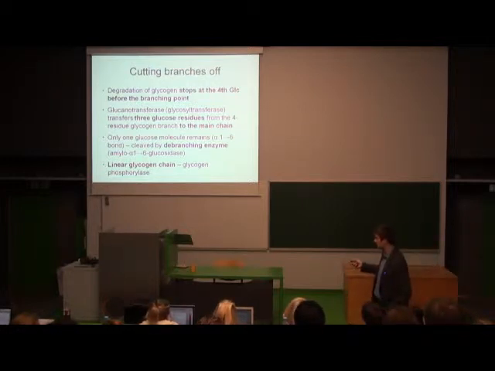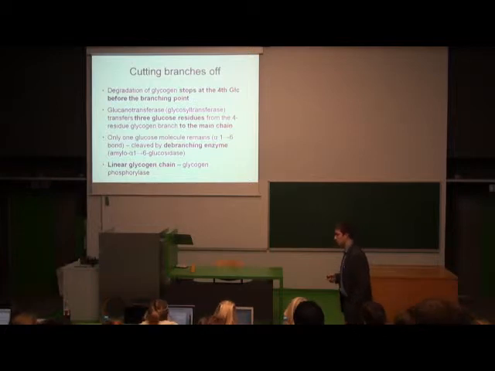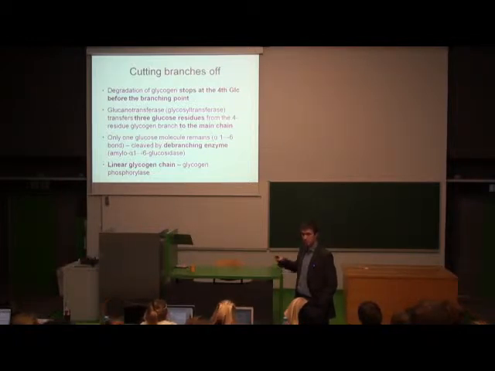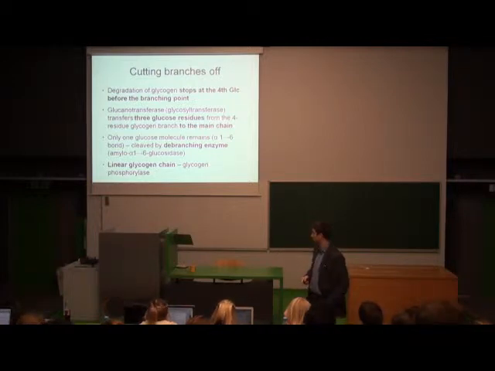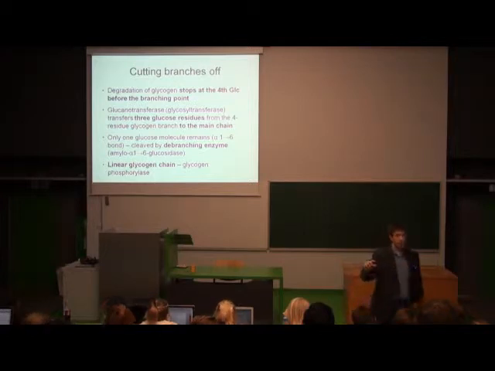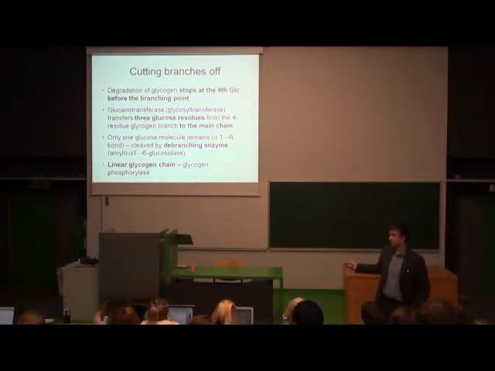So debranching enzyme that you have to know is the enzyme that removes alpha-1 to 6 bond. But you need more enzymes, not only glycogen phosphorylase and debranching enzyme, you need also this enzyme between. And now you have only the linear glycogen chain, and that's the place for glycogen phosphorylase action.